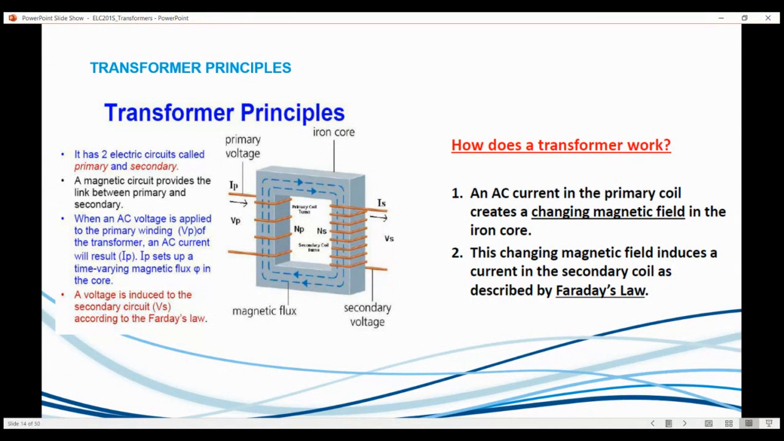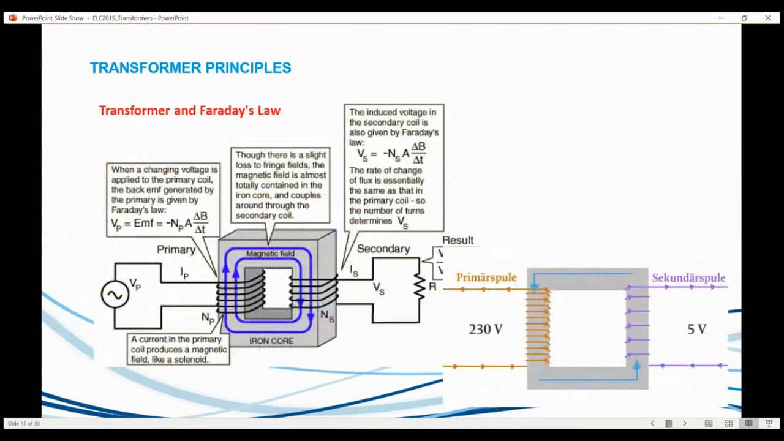So how does a transformer work? It says there, an AC current in the primary core creates a changing magnetic field in the iron core. This changing magnetic field induces a current in the secondary core, described by Faraday's law. Game over, that's all the transformer does in its most basic form. That's just showing you, I'm not sure what language that is, maybe Dutch. And there we have Faraday's law over there with the number of turns, change in magnetic flux over time, and a nice figure showing what it basically does.